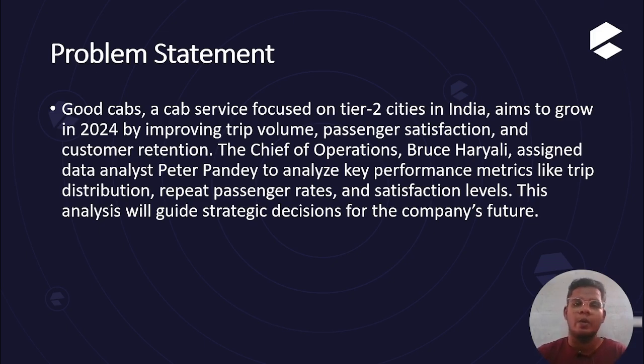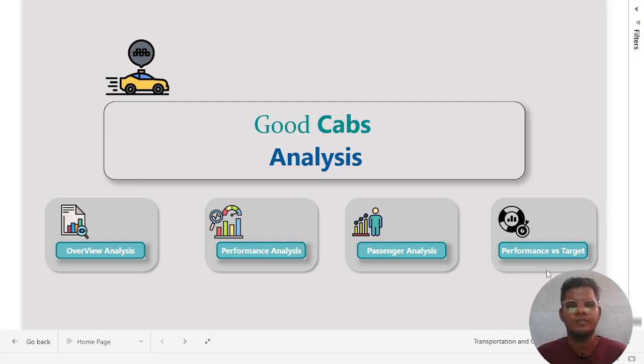Let's start with the overview analysis, and step by step we will dig deeper into the project. This is the home page of the Goodcabs analysis dashboard. In this dashboard we are going to analyze the overview, passenger analysis like repeat passengers and new passengers, and performance versus target: how much we performed against the target, in which cases we are not achieving the target, and what we can improve to achieve it. Let's start with the overview analysis.